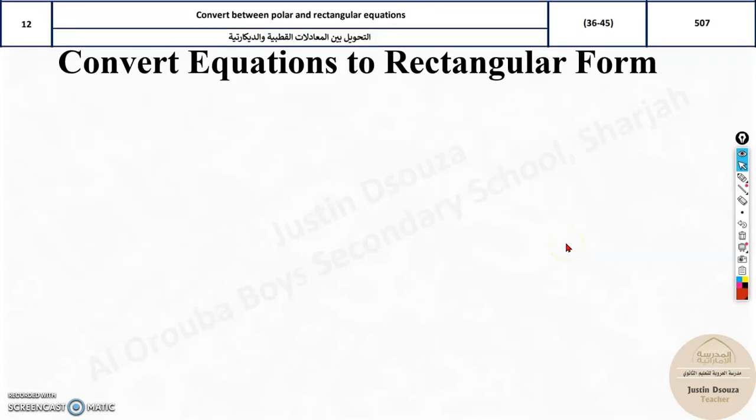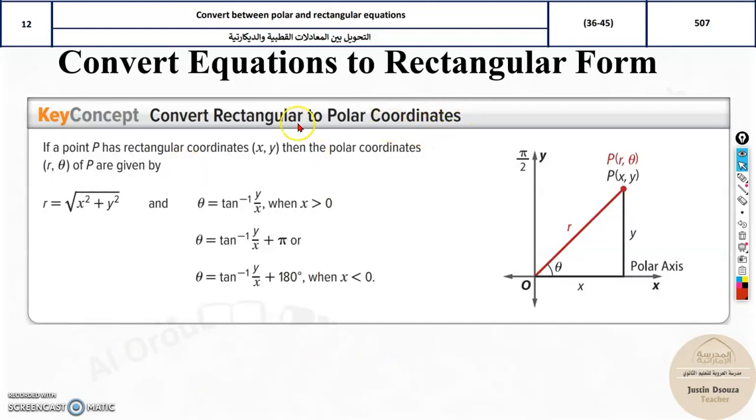The 12th topic is to convert equations to rectangular form, and then they have also asked to graph it. Now, it is about equations, but still the coordinate formulas are very handy. This is polar conversion to rectangular, to polar coordinates. The formula which was r equals square root x square plus y square, or you can consider r square equals x square plus y square. This is important and crucial. And then over here, theta equals tan inverse y by x.